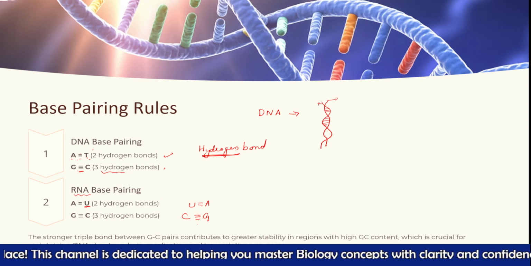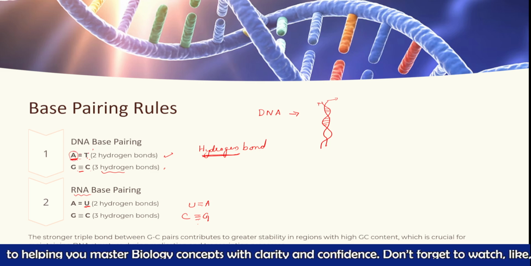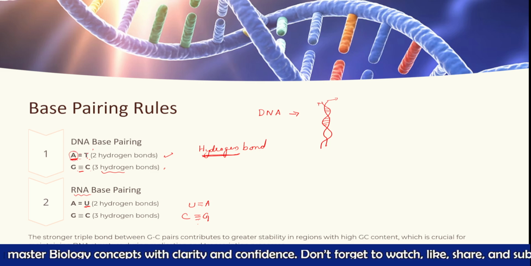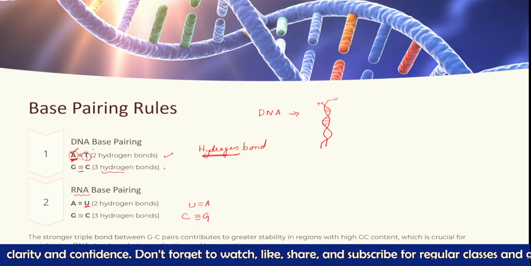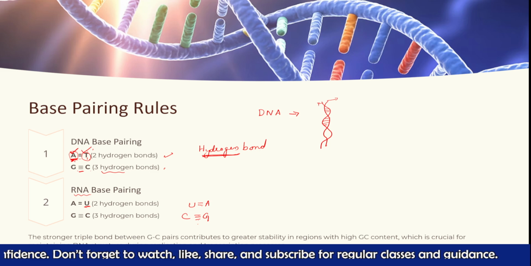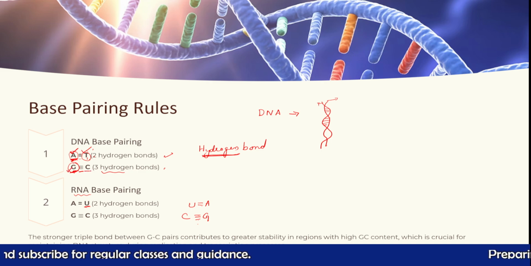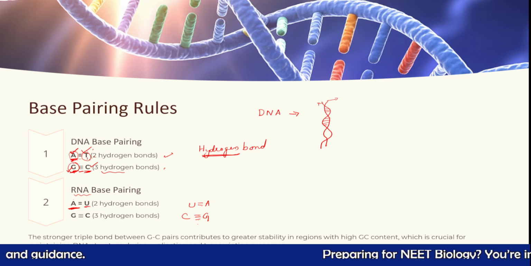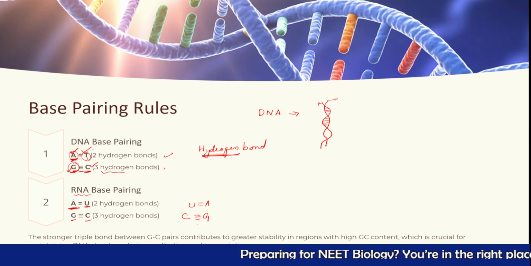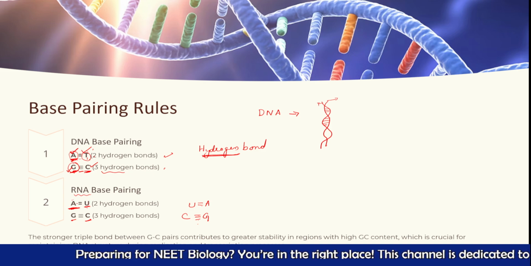Remember. And you can see from here, adenine is what type of nitrogen base? It is a purine, right? And thymine is a pyrimidine. So always remember, see here also, guanine is a purine and cytosine is a pyrimidine. Then here also adenine, purine, pyrimidine. Always remember, purine pairs with the pyrimidines, not purine with purine.